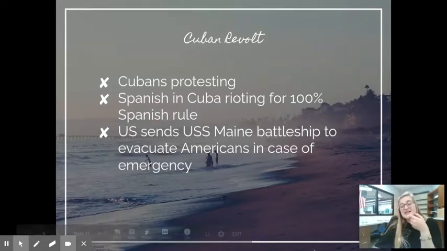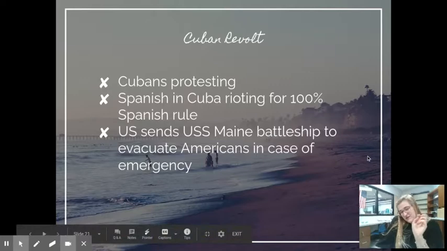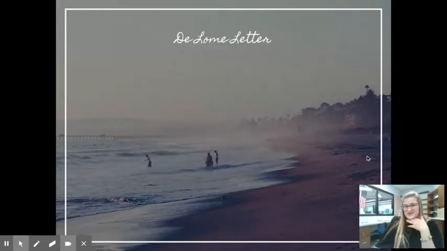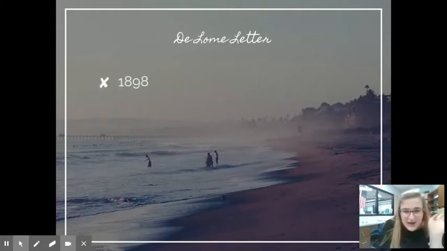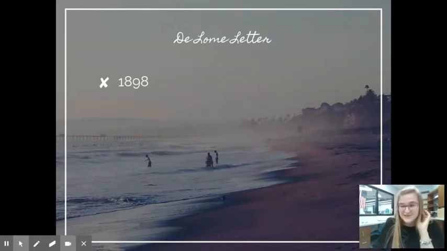And it's initially sent as like a friendly visit. We're just trying to protect our people. It will get turned in the newspapers. So this all kind of begins with the De Lôme letter. Guys, this is just scandal and drama. I love Yellow Press and the scandal that happens during this time period.